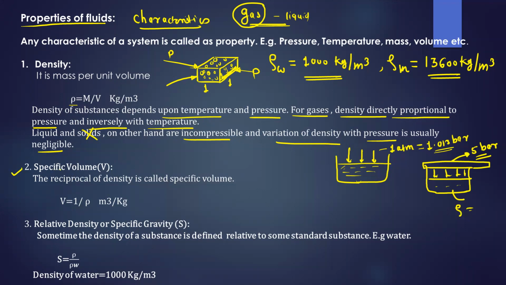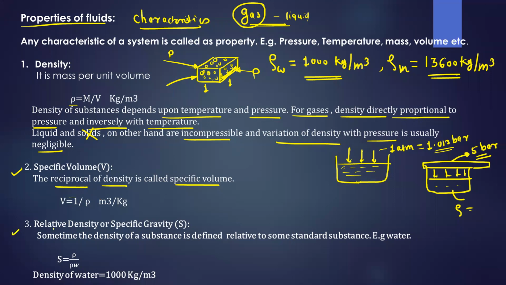Then second is the specific volume. Specific volume means the reciprocal of the density. It is called the specific volume. V is the symbol for the specific volume. So it is 1 upon rho, and its unit is meter cube per kg.